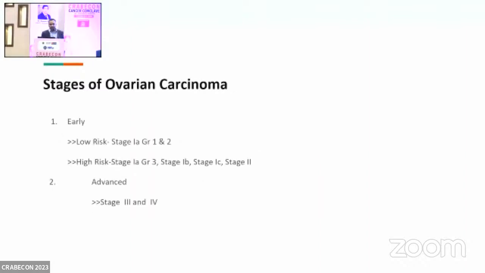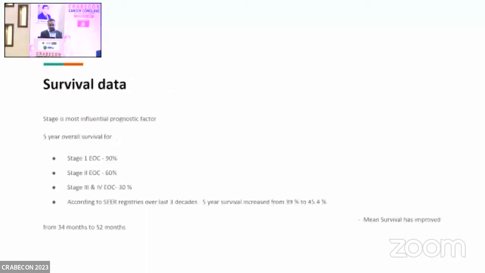Stages of ovarian carcinoma. Ovarian cancer can be divided into early and advanced stages. The early stage, on the basis of risk categories, is further divided into low risk and high risk. Low risk is stage 1A, grade 1 and 2. High risk includes all other stage 1 tumors and stage 2 tumors. Advanced stages include stage 3 and stage 4 tumors.